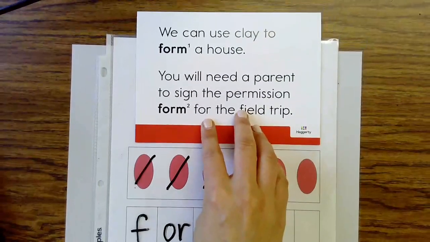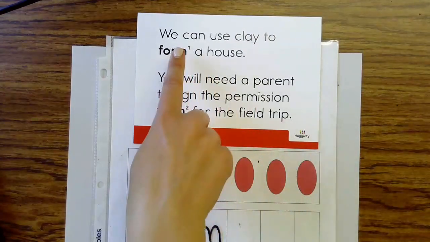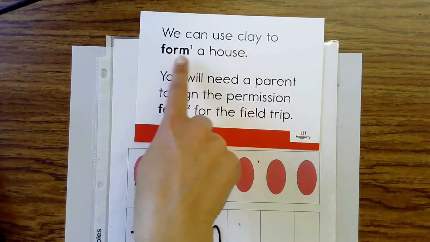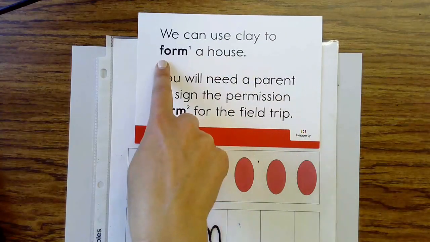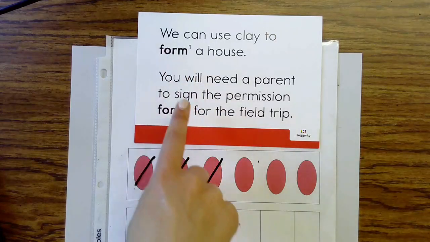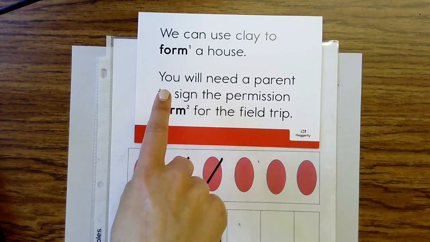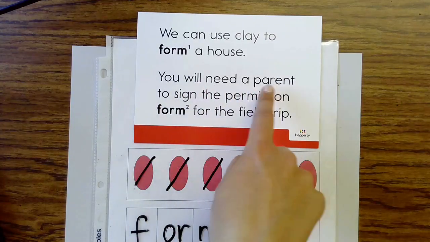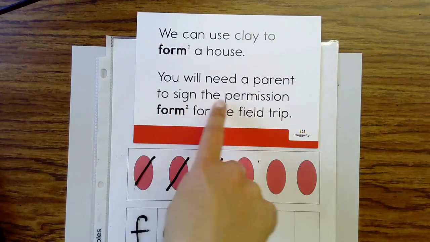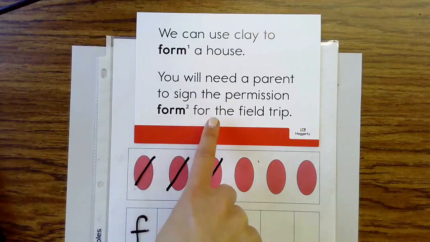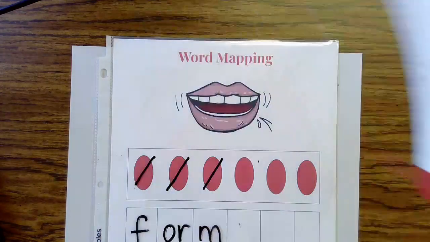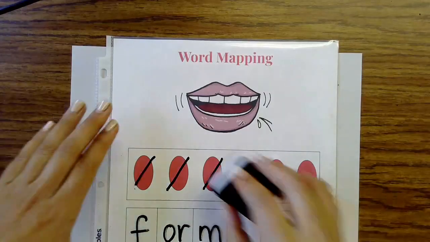Here's the first example of form as an action word, a verb. We can use clay to form a house. Form being the action word. The next one, this is form as a noun, as a thing. You will need a parent to sign the permission form for the field trip. Form being the noun, the thing that needs to be signed.